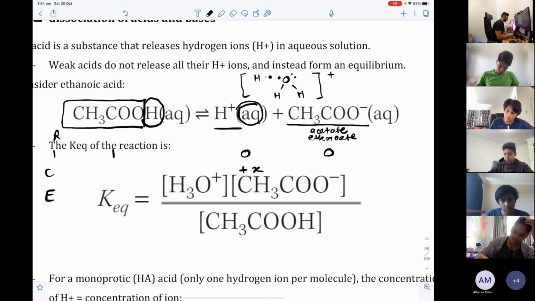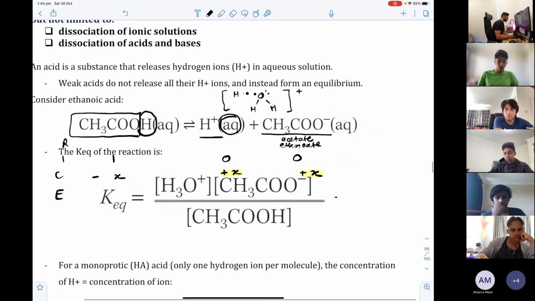And we can assume that, let's say, it changes by X. So it increases by X units, right? And that would mean your acid would decrease by X. So you can see that at equilibrium, the concentration of your ethanoate and your hydrogen ions would always be the same.